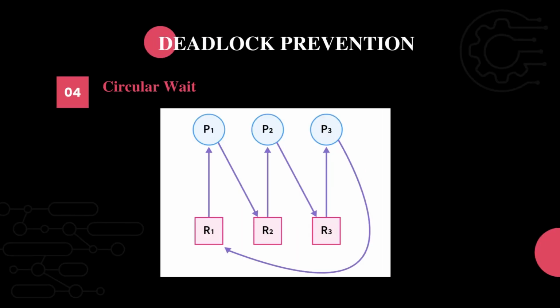Circular wait is the final condition for deadlock in which a resource required by a process is held by another process and the resource required by that process is held by a third process, forming a closed circular structure.